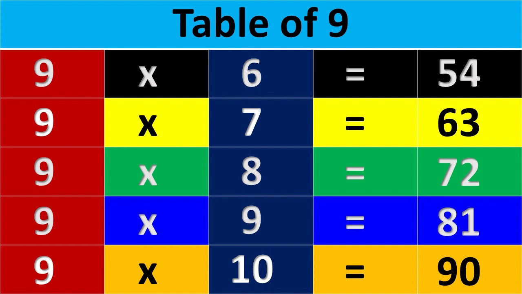Nine eights are 72. Nine nines are 81. Nine sixes are 54. Nine tens are 90.